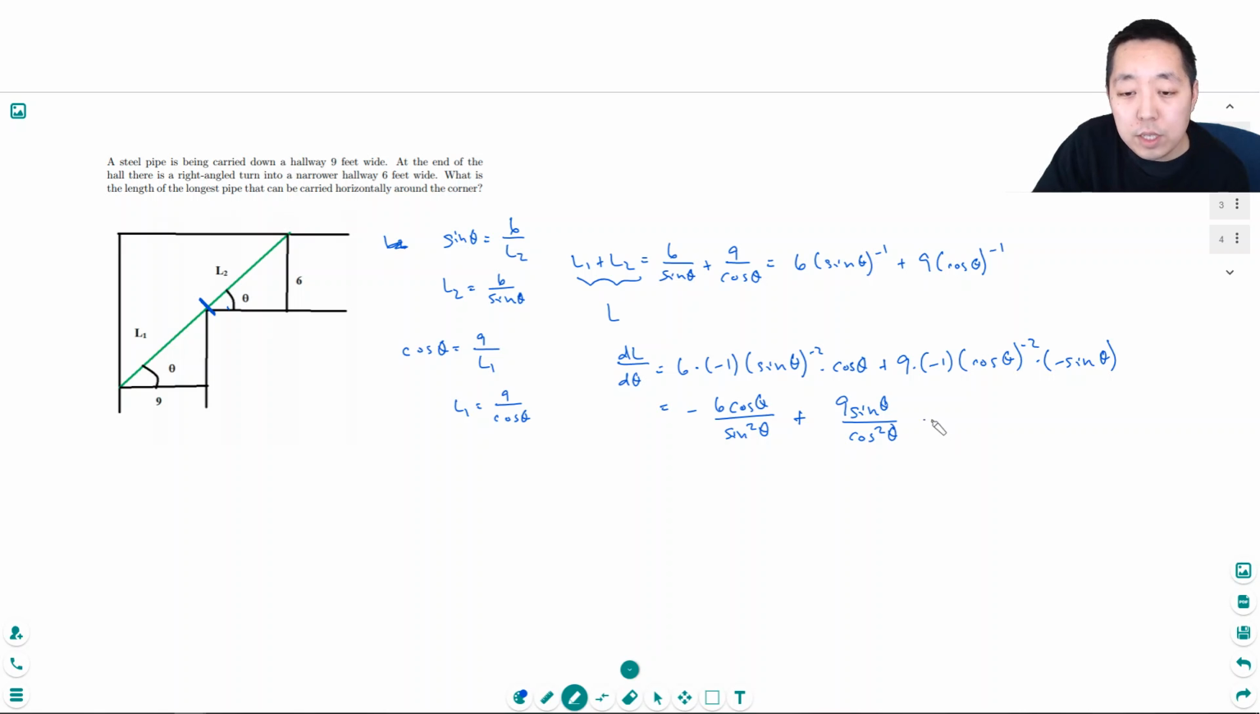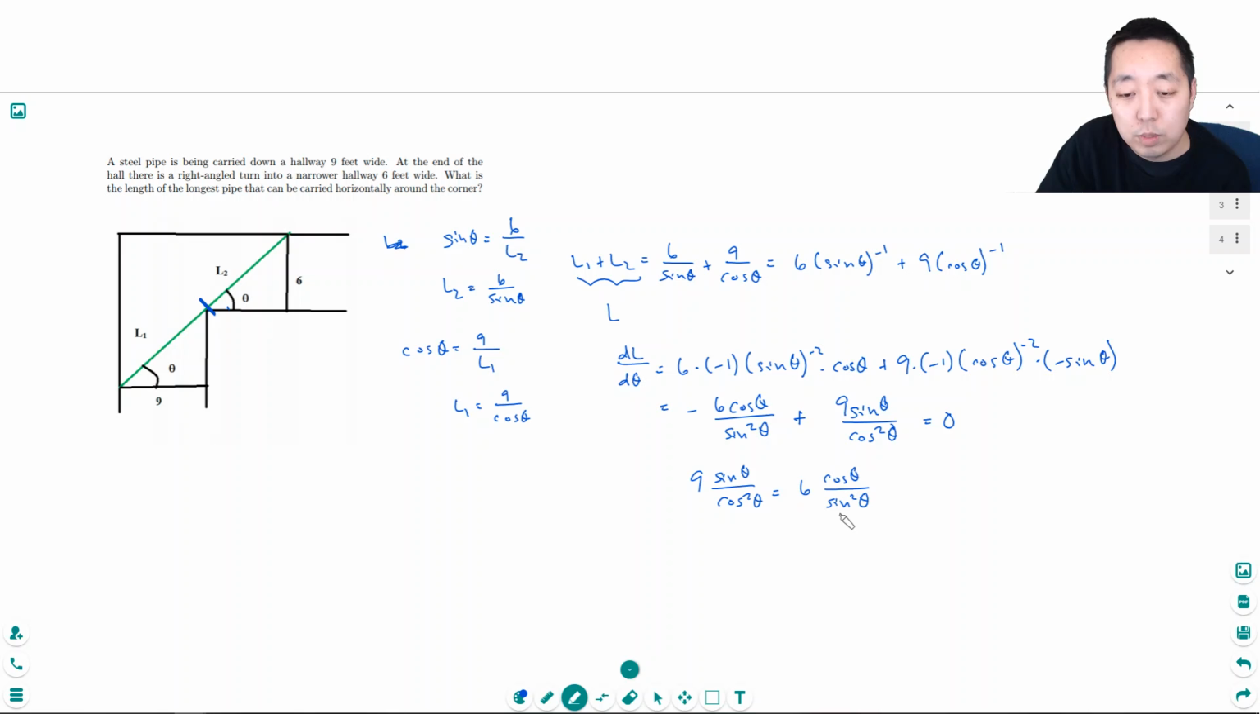So that's just a little bit of algebra, rearranging this stuff. And I want this equal to 0, so I want these equal to each other, if that makes sense. So like I bring this to the other side, so I have 9 sine theta over cosine squared theta is equal to 6 cosine theta over sine squared theta.